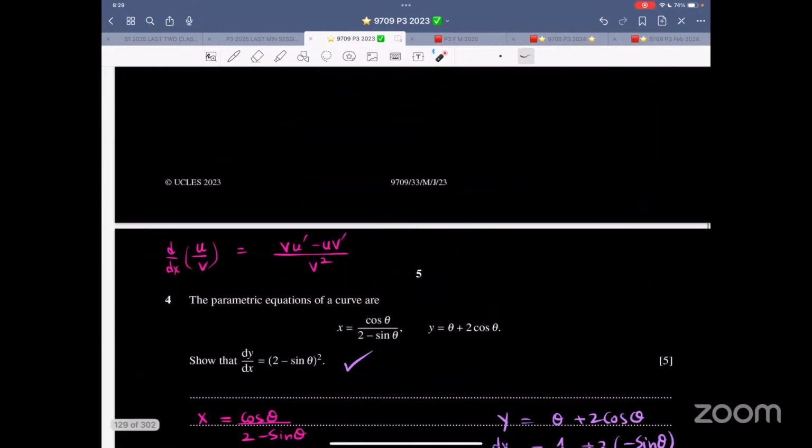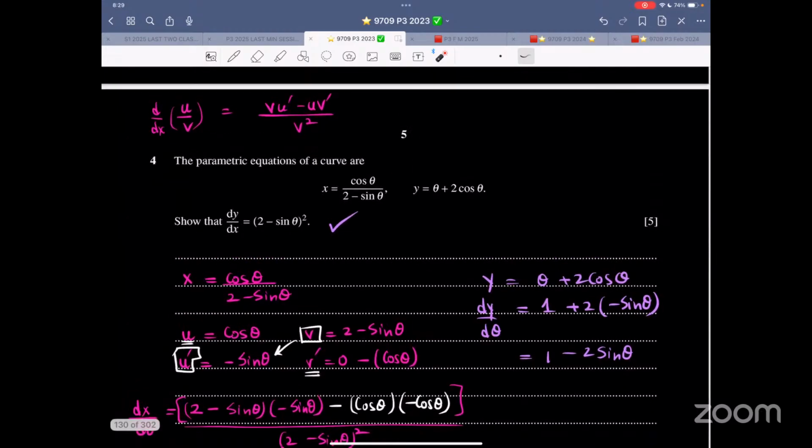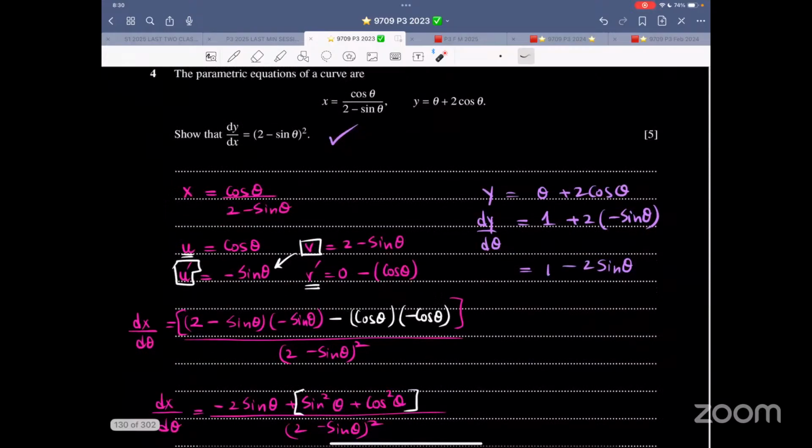Complex for tomorrow, parametric. Yes, we did some questions on implicit. Now it's time for parametric. Have a good look at what's there in parametric. x in terms of theta, y in terms of theta, show that dy by dx is this thing. So x in terms of theta, differentiate dx by d theta using the quotient rule. And dy by d theta, that is basic integration.